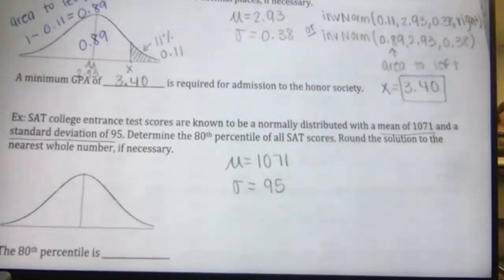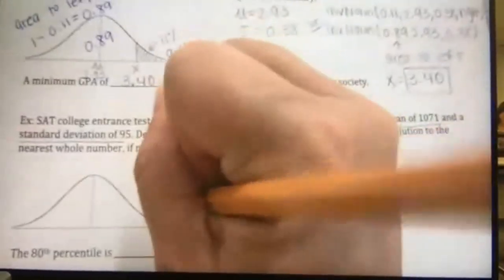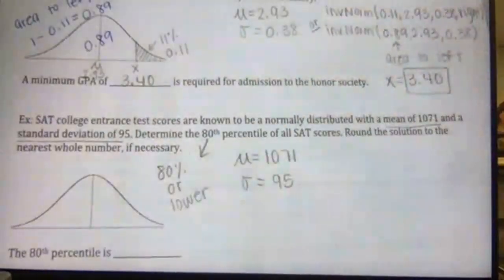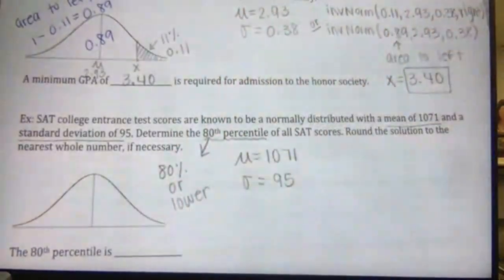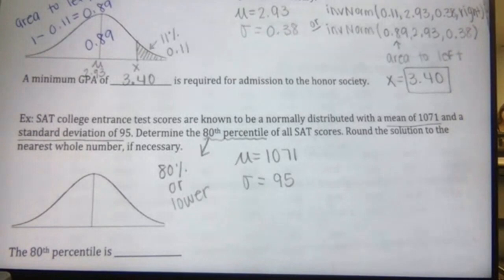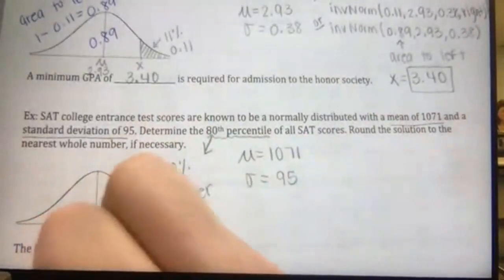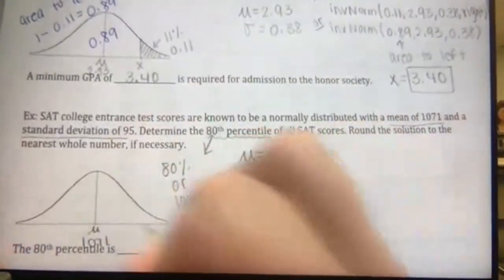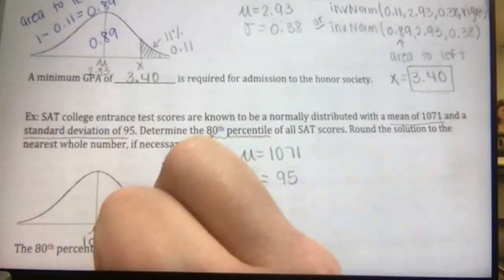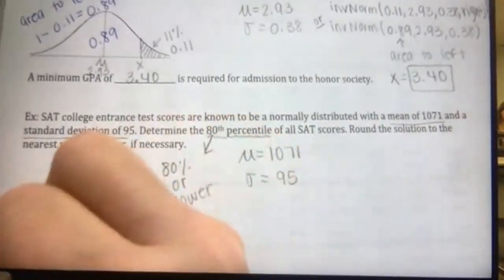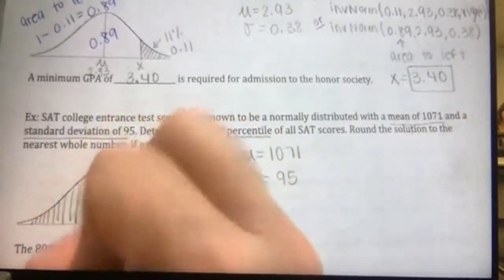Okay, what the heck is that saying? Remember, 80th percentile means it's going to be 80% or lower. Let me show you on the graph what it'll look like. In the middle is our mean, which is 1071. 80% or lower. So 80% is most of my graph. Somewhere over here would be our X value, or lower. So everything on the left-hand side.